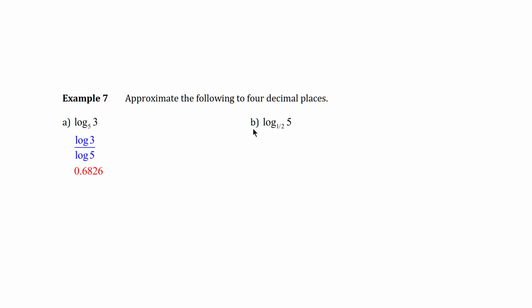For part B, we have log base 1/2 of 5, and again we're going to use the change of base formula. So we get log of 5 divided by log of 1/2. Next, we just plug this into a calculator and round the value to 4 decimal places. The final answer is negative 2.3219.